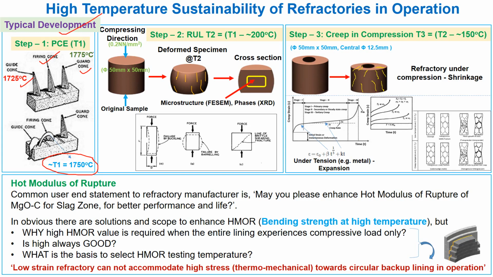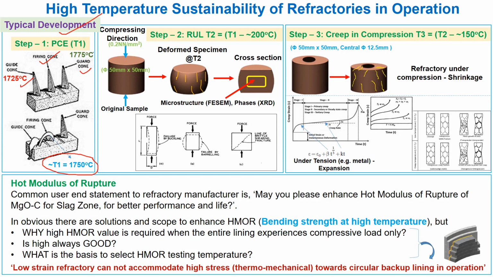To answer the first question, it is essential to execute RUL, where 0.2 Newton per millimeter square load was employed on a 50 millimeter diameter and 50 millimeter height cylindrical specimen, and it deformed at T2, usually 150 to 200 degree centigrade less than the T1 temperature. Silica brick is exceptional.